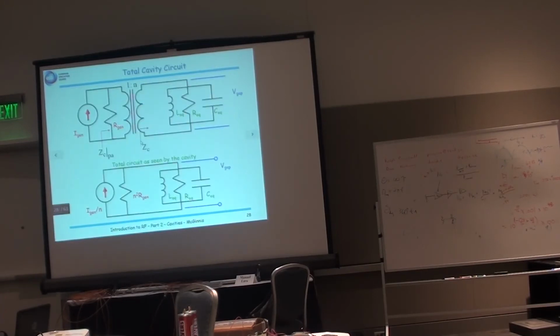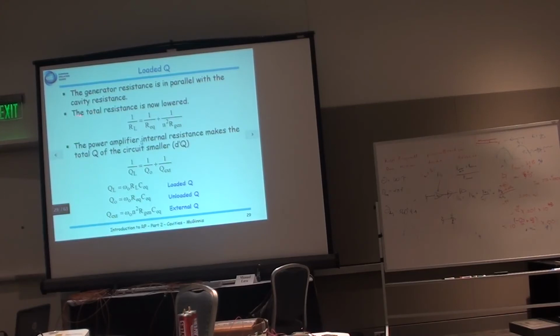Okay, so what you can now do is put another model here: you have your coupler here, and now you add your generator impedance here. So you basically now have a complete circuit seen by the cavity of a resistance given by the cavity walls, but now you have an N squared R resistance that's given by the generator. And the generator current goes down by 1 over N. So I've pushed the circuit through the transformer to get this equivalent circuit here. Now you can see that my generator is in parallel with this guy. Being in parallel means he's going to introduce more loss. Okay, so the generator resistance in parallel with the cavity resistance means the total resistance is now lowered.